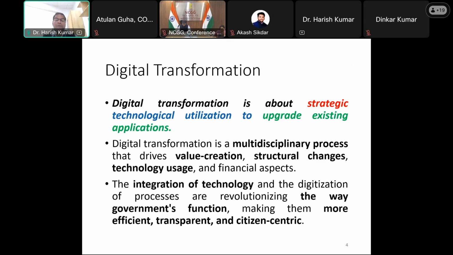And finally, the new application. The third keyword here is the application part. In which process are we facing the issues?